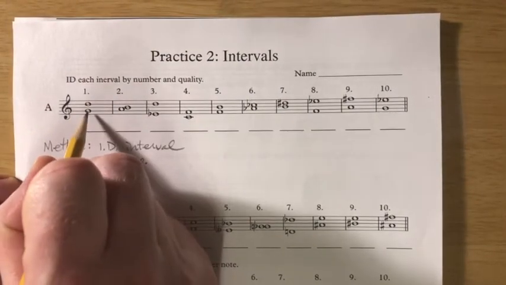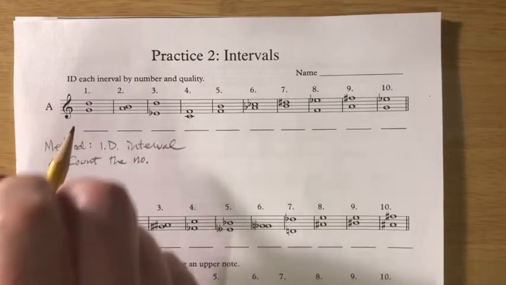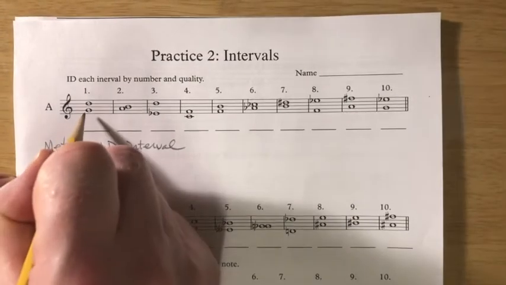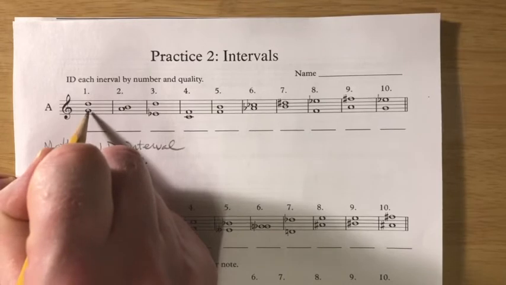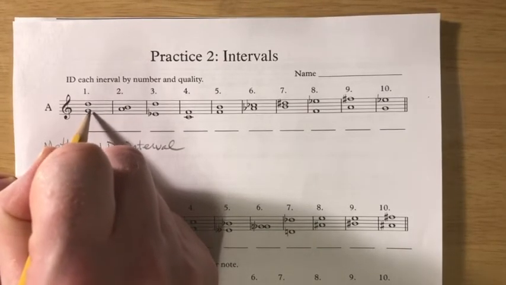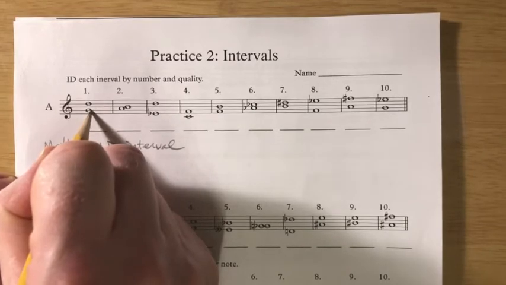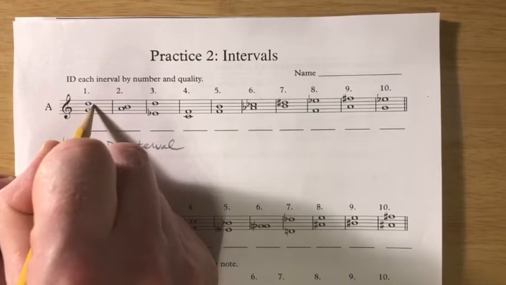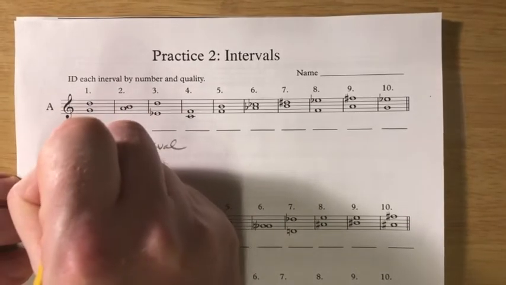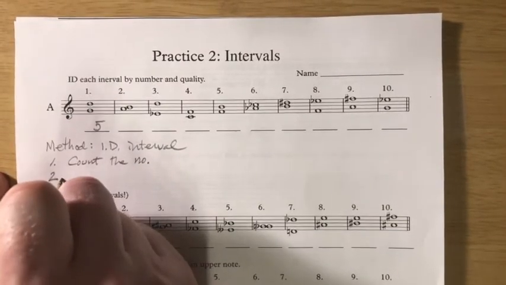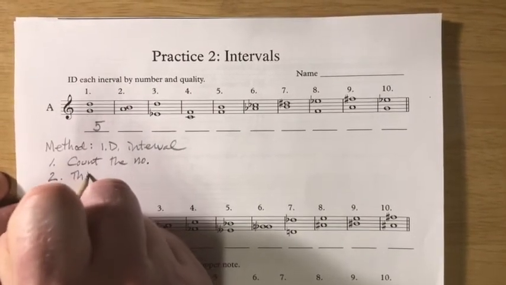So G to D is a fifth. You'll get so you can recognize that very quickly. But to count it, we count with a 1 where the lower note is. So that line is 1. Next space is 2, 3, 4, 5. So that's a fifth. Number 2, think in the key of the bottom note.